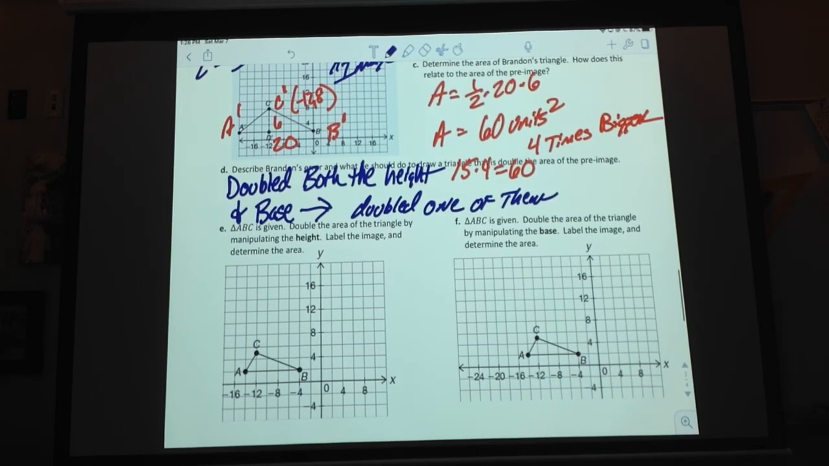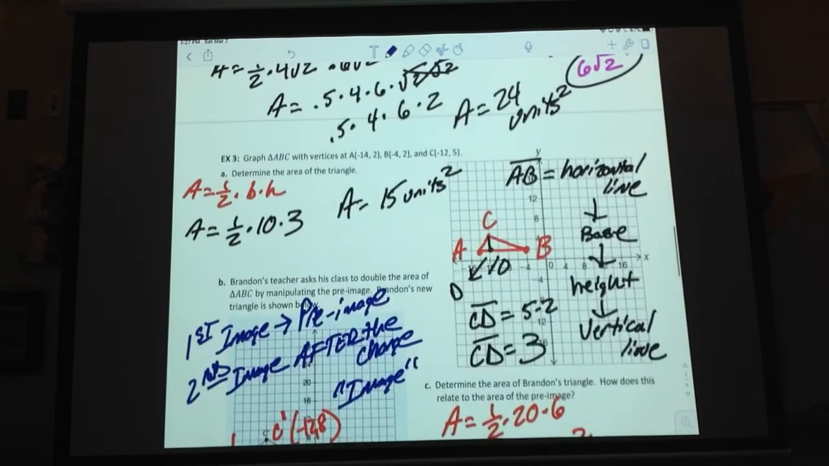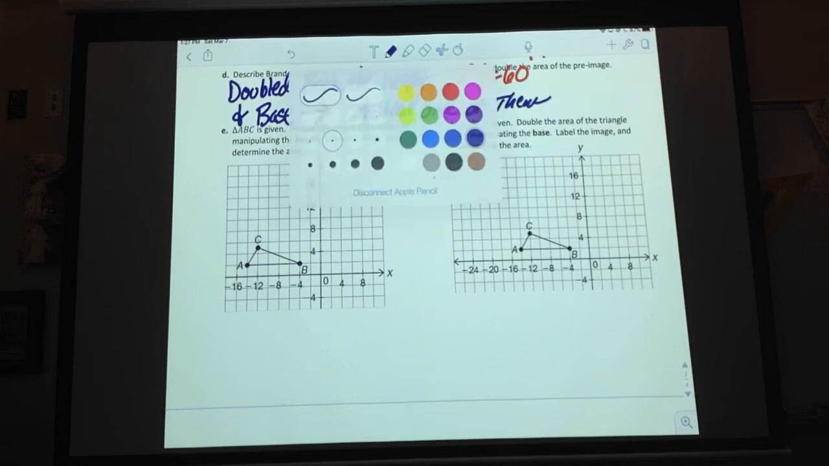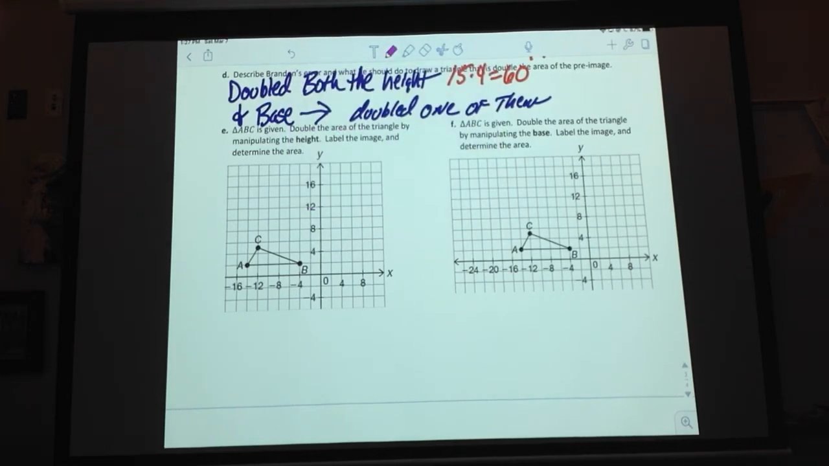So, here we go. Triangle ABC is given, the original one, and the one that looks like the one we did earlier, right? All the way at the top, these are still the ones that we did from the beginning. And it says triangle ABC is given. Double the area of the triangle by manipulating the height. Label the image and determine the area. All right. So, when I look at this, if I want to manipulate it, by manipulating the height, I want to double the area by changing the height. Well, I can do that.